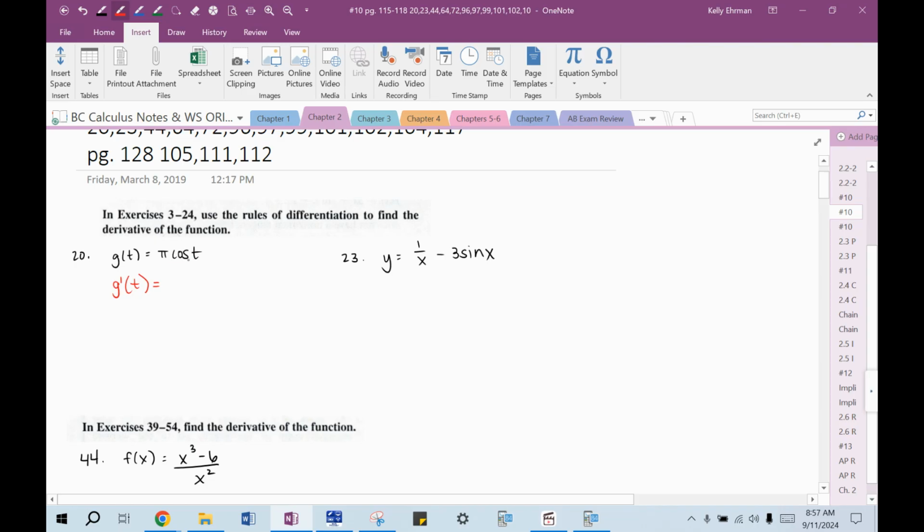So the derivative of cosine is negative sine. The pi is just a constant. So when I use my derivative rule, this will become negative pi sine of t, and that's it.